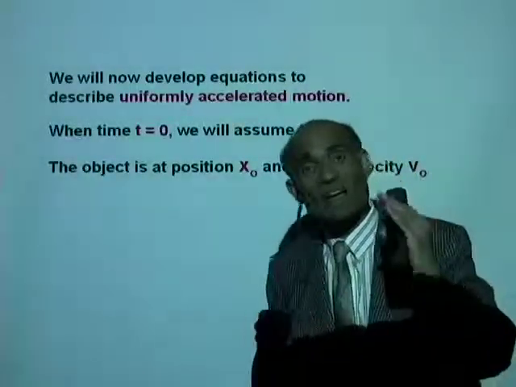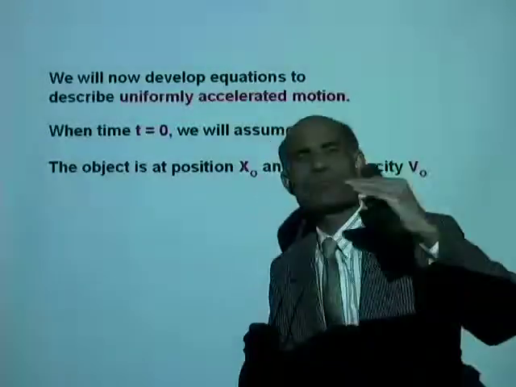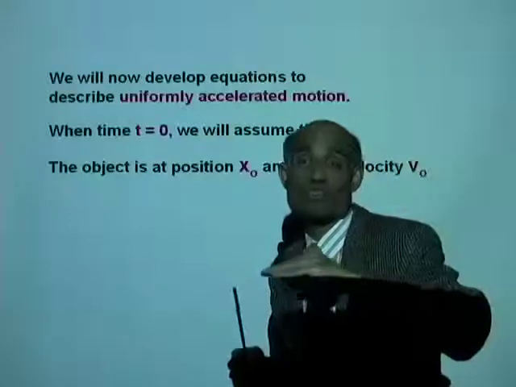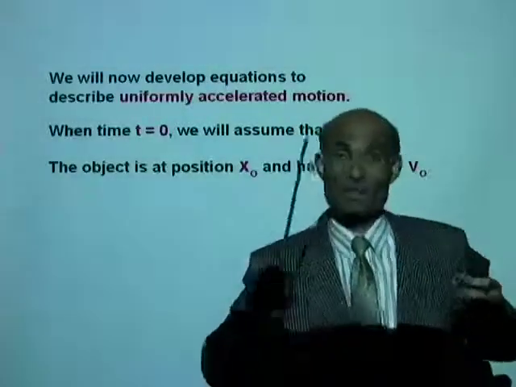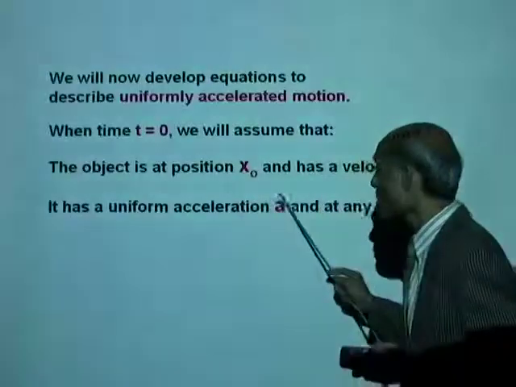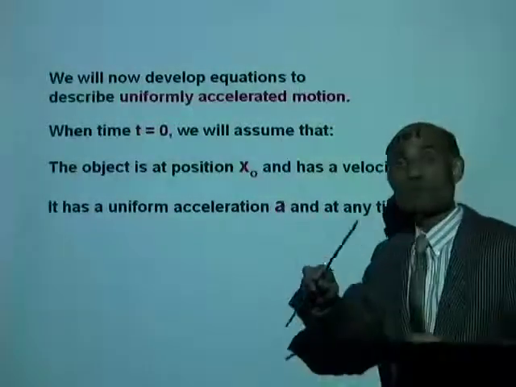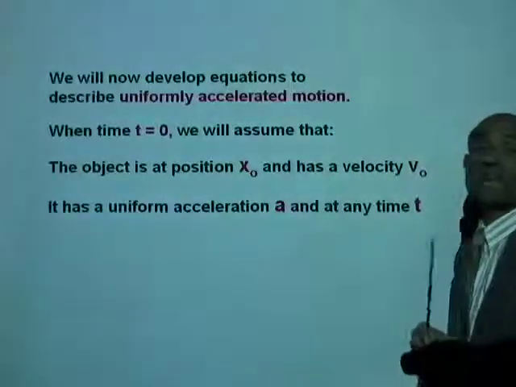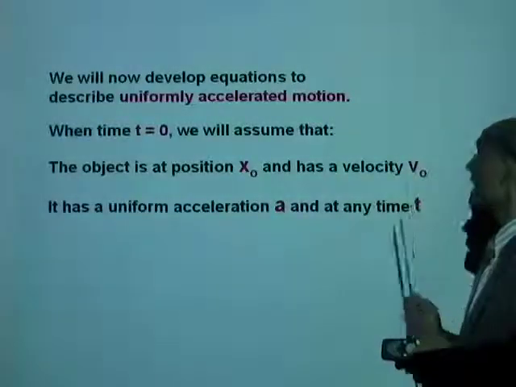Now, if you see that, think that they are the same thing. What does v sub i stand for? Initial velocity. Initial, when you start your clock. Okay, it has a uniform acceleration a. In other words, the acceleration does not change. Its value is a at any given time t.